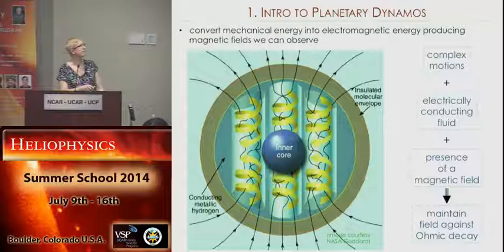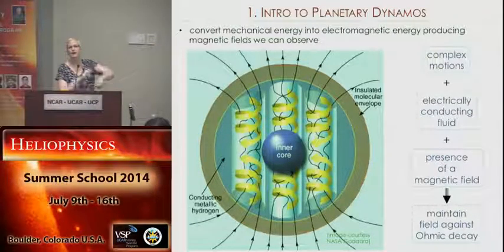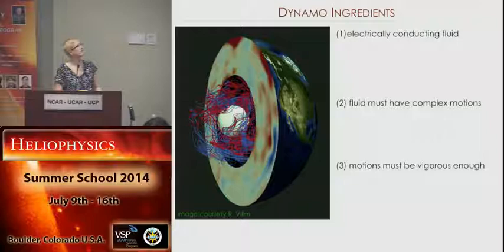So this is just a cutout of the type of thing you want to think of inside planets. You're going to have some sort of spherical shell domain where you have complicated motions that's intended to be shown with these yellow ribbon-like structures here. And those motions interact to stretch the magnetic fields around, generating new fields. This actual picture is meant to be a particular schematic for Jupiter, but the same sort of idea holds in other bodies. So looking at these ingredients a little closer, the important things: electrically conducting fluid, the fluid must have complex motions, and the motions must be vigorous enough.